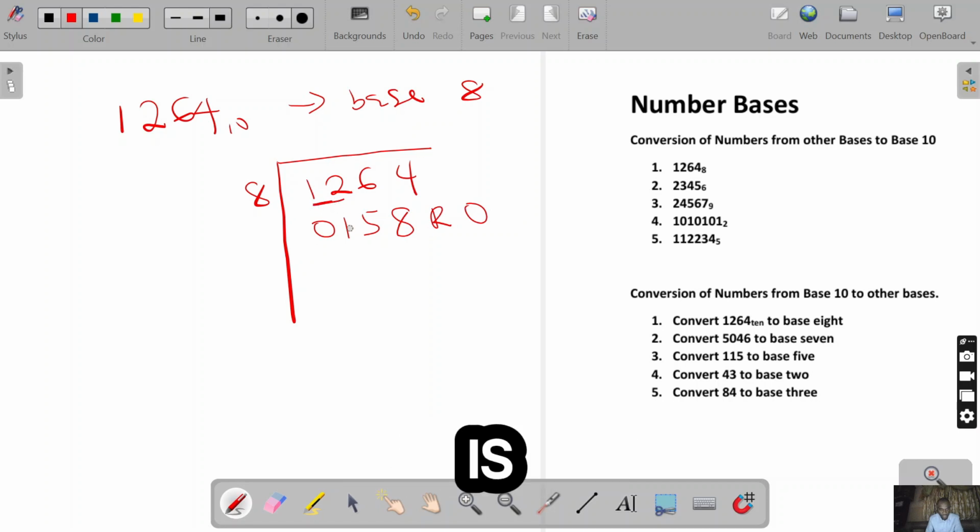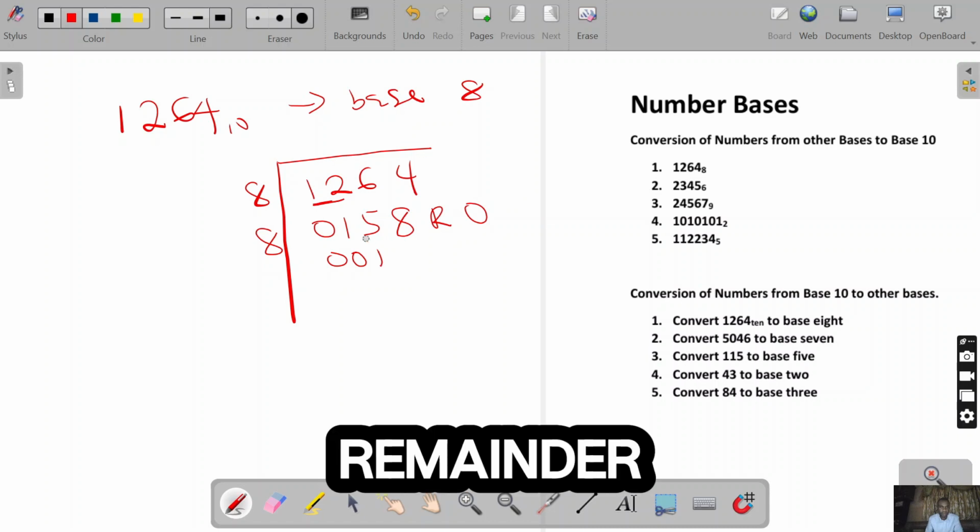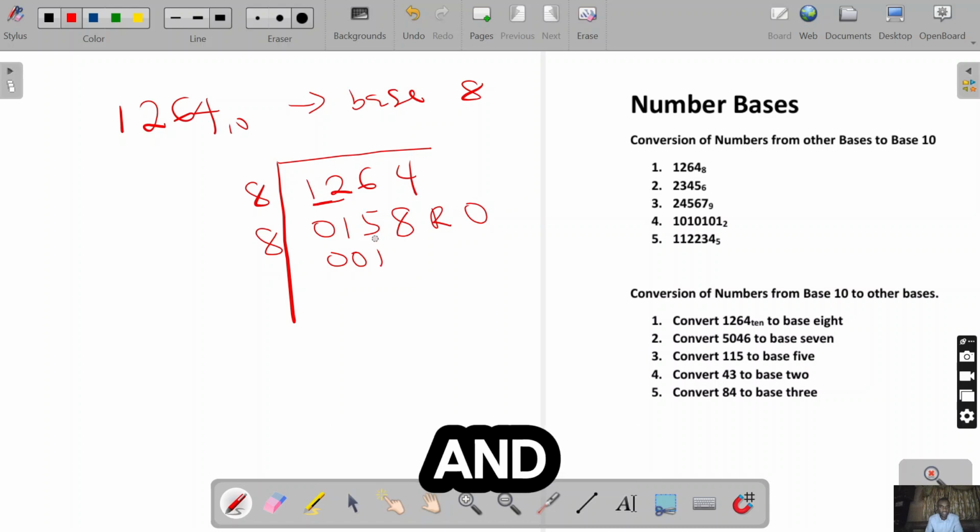8 in 12 again is 1. Remainder 4. In 46 is 5. 8 times 5 is 40. In 64 is 8. Then put 8 again. 8 goes in 0, 0. In 15, 8 goes in 15 is not 2, it is 1. Remainder 7. 8 in 78 is 9. 8 times 9 is 72. From 78, I'll be left with remainder 6.